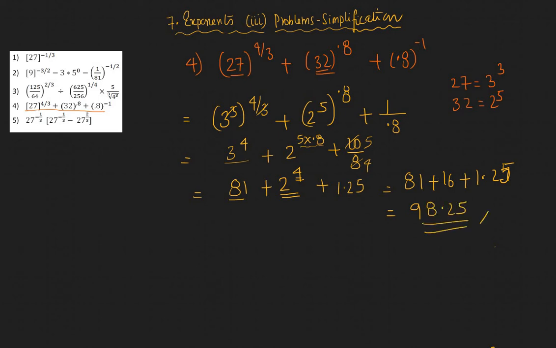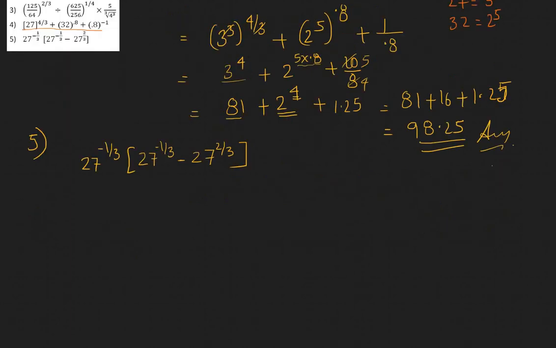That'll be your answer. Alright, so let's do the final question, the fifth one. So that's 27 power minus 1 by 3 into, so here's the next one. Oh, I'm sorry about this. This one should have been plus. So this is plus. Okay.